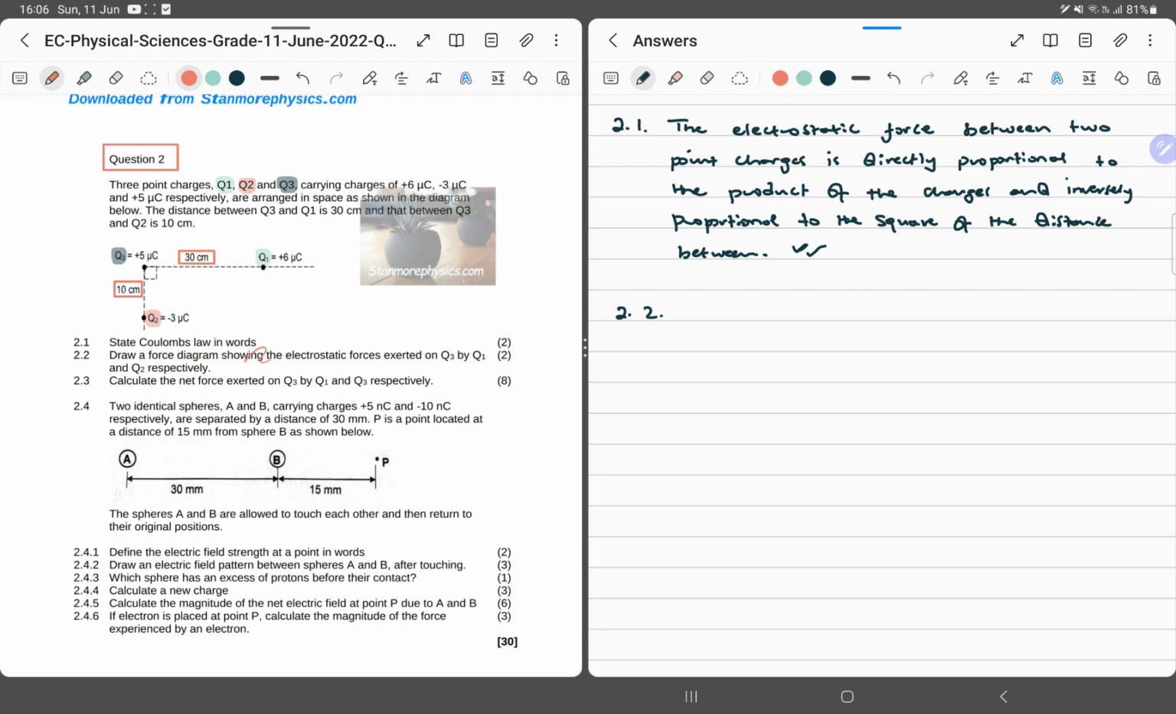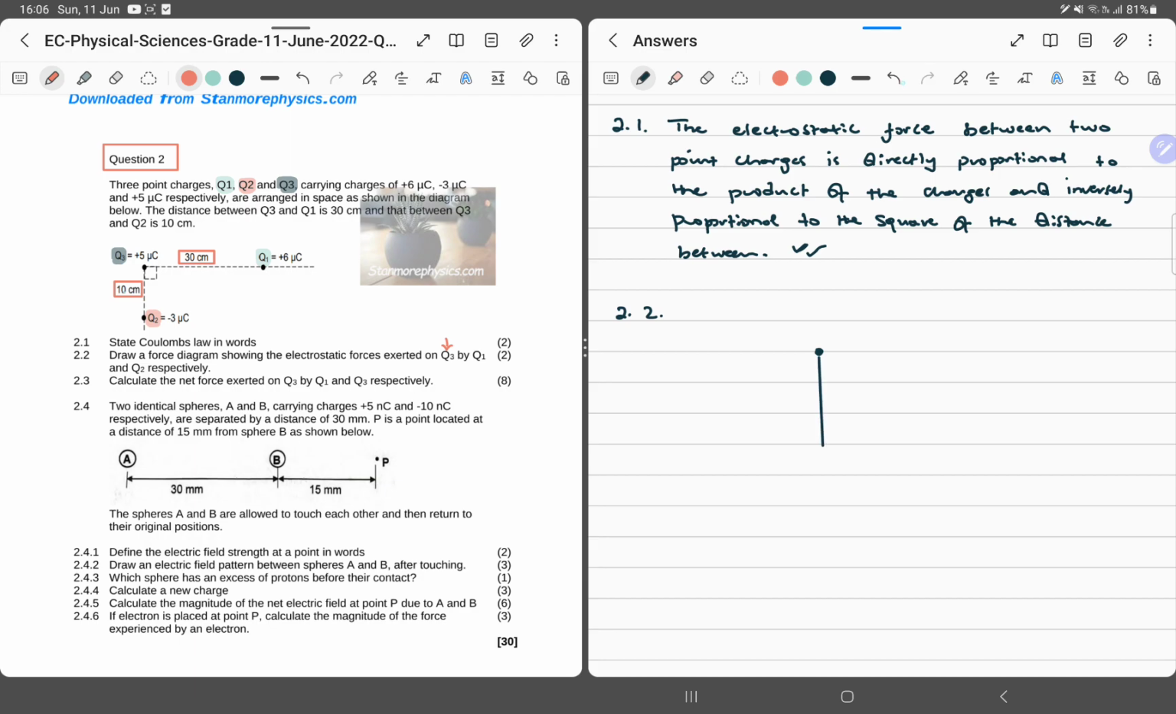2.2 says draw a force diagram showing the electrostatic forces exerted on Q3. So this is our reference charge, Q3, by Q1 and Q2 respectively. So let's look at Q3. Q3 is a positive point charge. So the relationship between Q3 and Q2 is going to be that of attraction, meaning Q3 will be pulled towards Q2. Okay? So if we place our Q3 here, Q3 will be pulled vertically down.